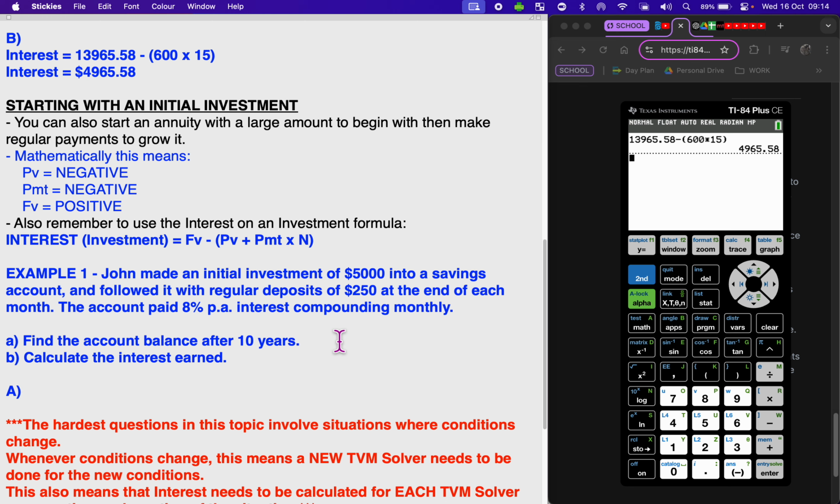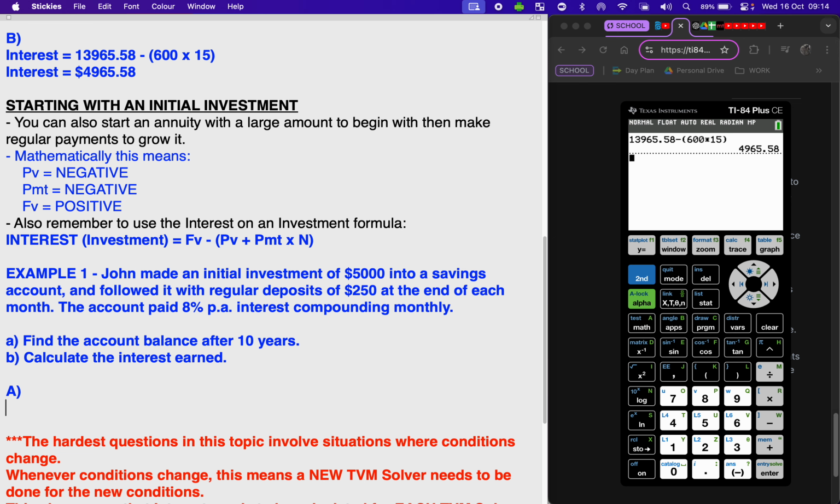John made an initial investment of $5,000 into a savings account, and then he kept depositing $250 at the end of each month. All these numbers are quite reasonable. Maybe not for a kid just starting to earn their money, but for someone on a really low income, $250 a month is not harsh. That's like a coffee every day, okay? The account paid 8% interest compounding monthly. Find the account balance after 10 years.